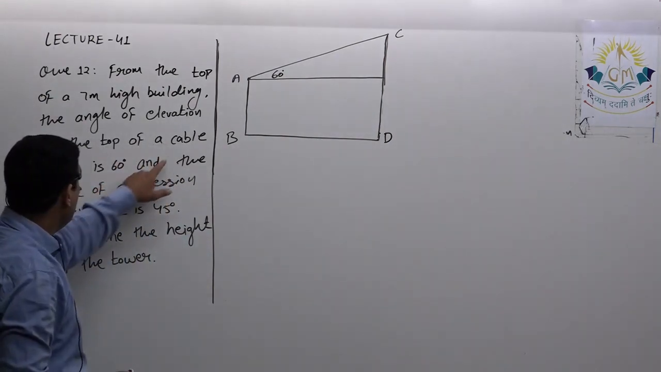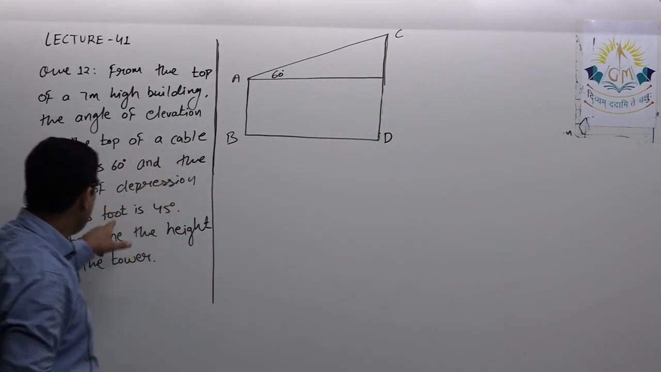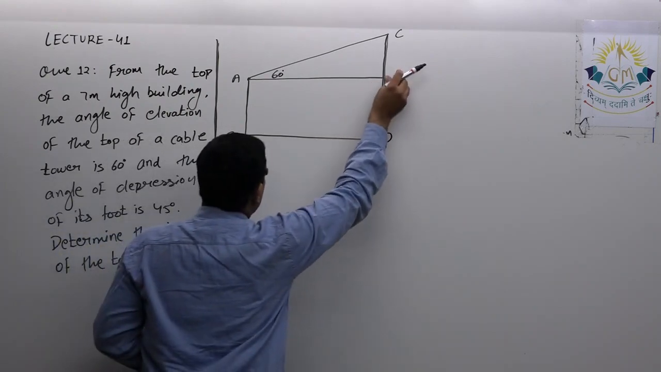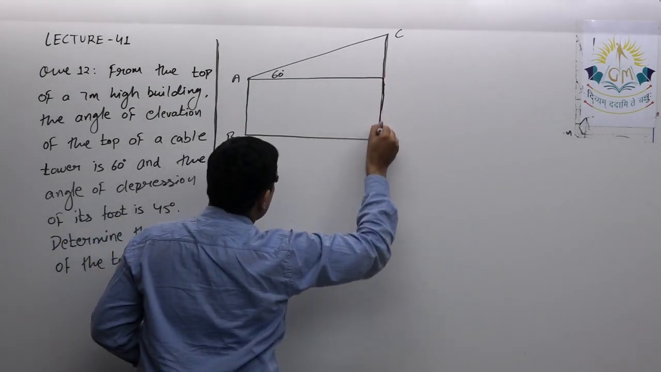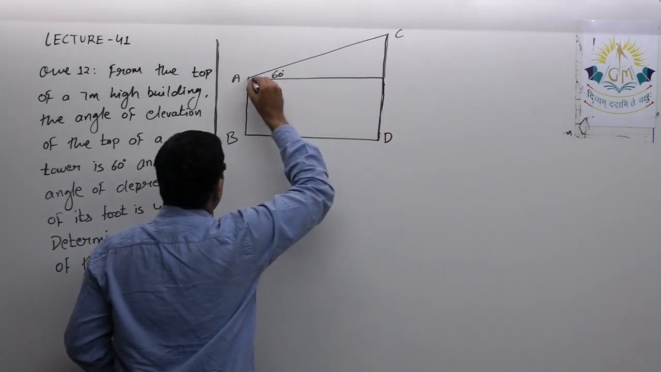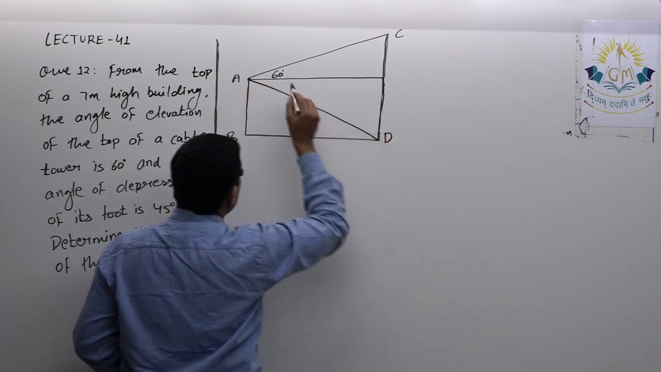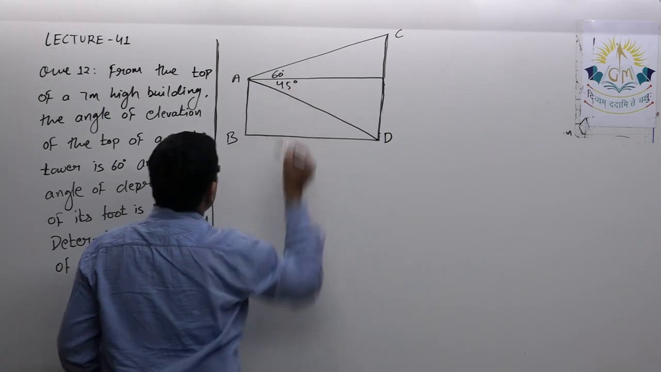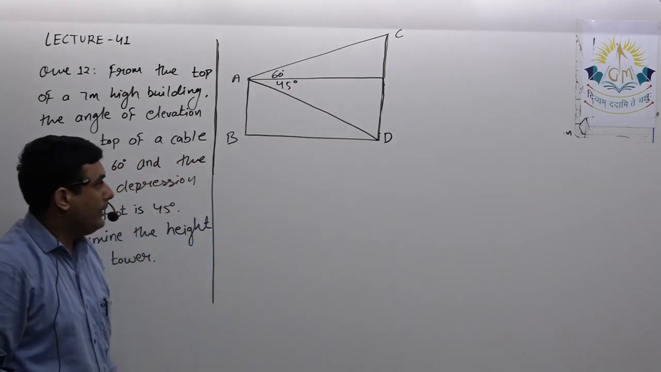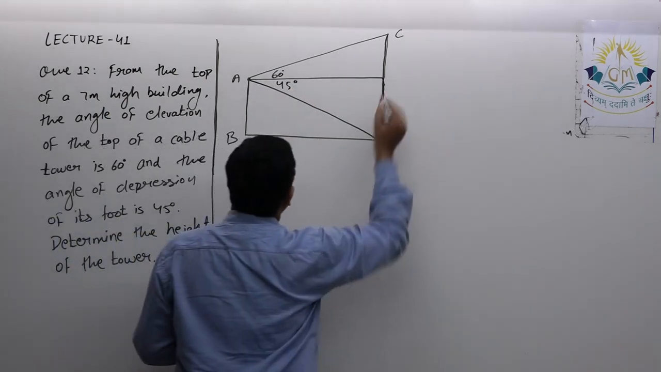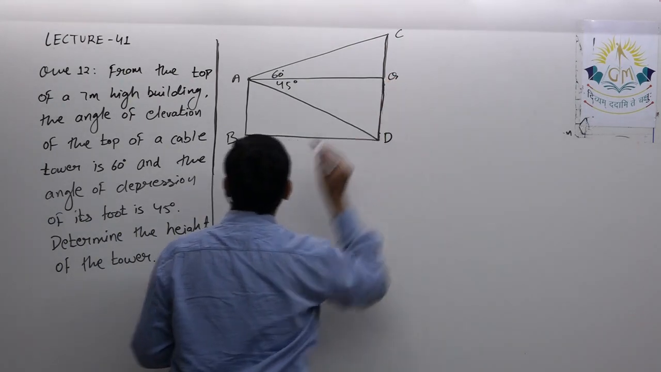And the angle of depression of the foot of the tower, that means this. So when from this A someone looks at its foot, that means someone looks at point D, then the angle becomes 45 degree. So you have to find the length of tower, that means over here CD. Let this point be Q.